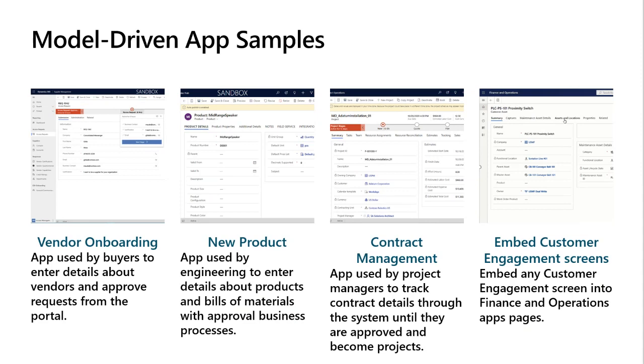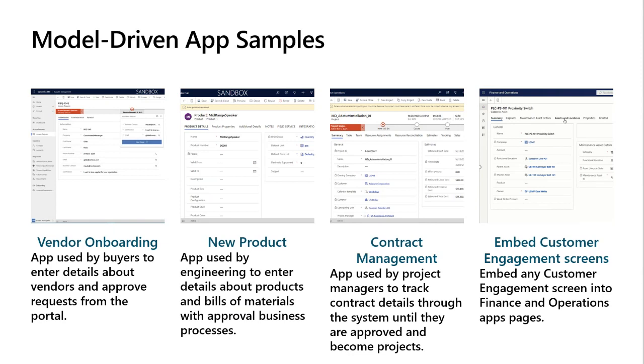The second example here is a new product. In customer engagement, we have the ability to create and maintain products. You could extend that and add additional fields. And those fields and that information could be embedded right back into finance and operations, or you could build something that's specific outside of finance and operations for your engineers, for example, to be able to enter details about products, bill of materials, keep track of engineering drawings, versions, and so on, along with maybe customer requests for custom type products that you might build.